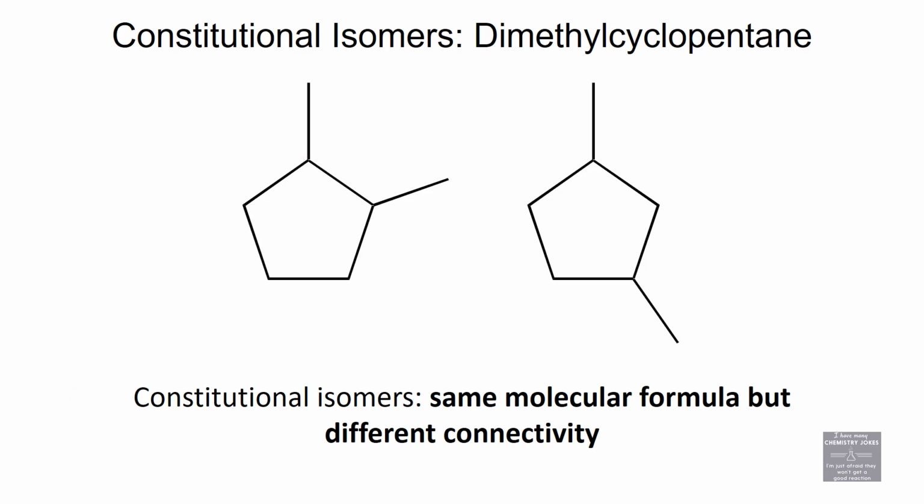If you were to name this molecule, you would call it a 1,2-dimethyl cyclopentane. You would call this one a 1,3-dimethyl cyclopentane. Both of them fit the same molecular formula, C7H14, but they are absolutely 100% different molecules. Constitutional isomers, same formula, different connectivity. Same formula, definitely different molecules.